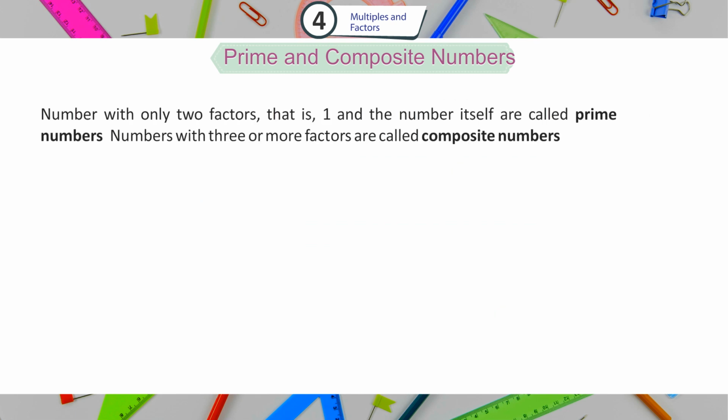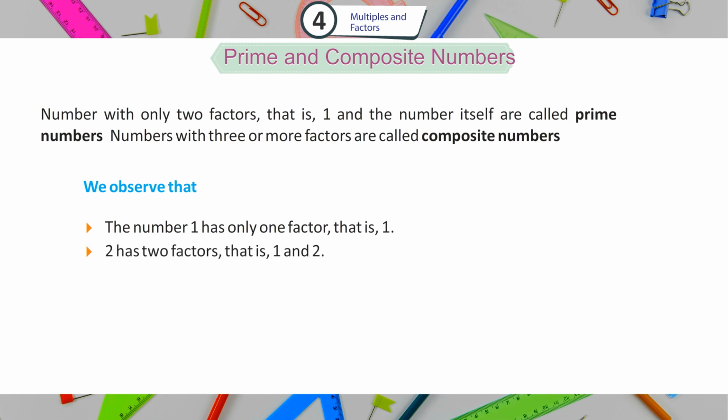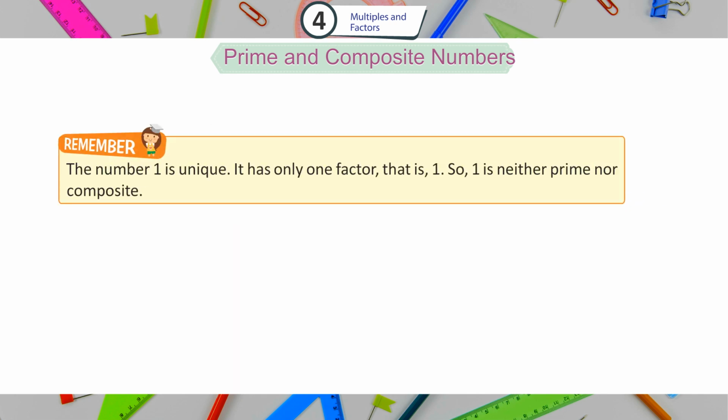Numbers with only two factors, that is, 1 and the number itself, are called prime numbers. Numbers with 3 or more factors are called composite numbers. We observe that the number 1 has only one factor, that is 1. 2 has two factors, 1 and 2. 6 has 4 factors, 1, 2, 3 and 6. Remember, the number 1 is unique. It has only one factor, that is 1. So 1 is neither prime nor composite.